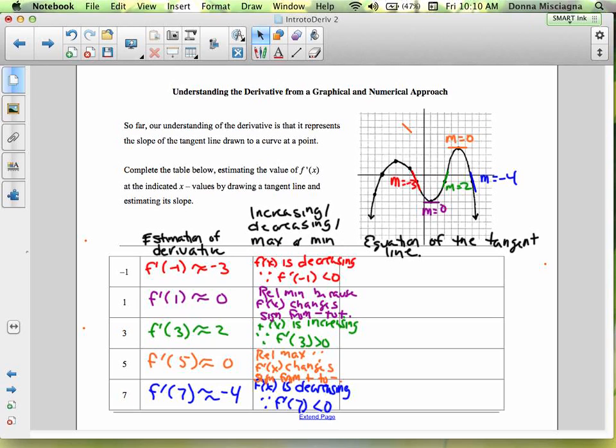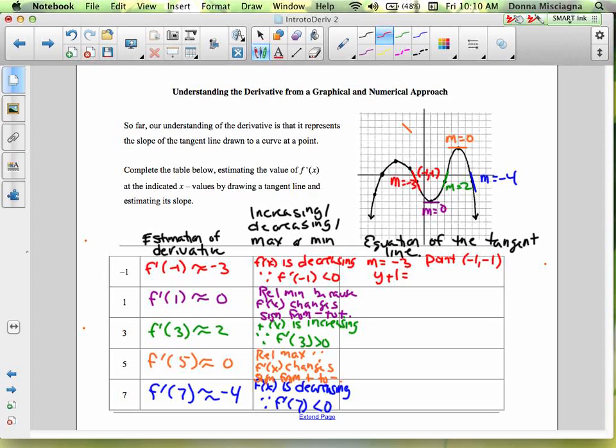All right, and so of course we need a slope and we need a point. So on the first one, the slope is negative 3, and if we look at x equals negative 3, the point is negative 1. So that'll be y plus 1 equals negative 3 times x plus 1. We're leaving these in point slope form.